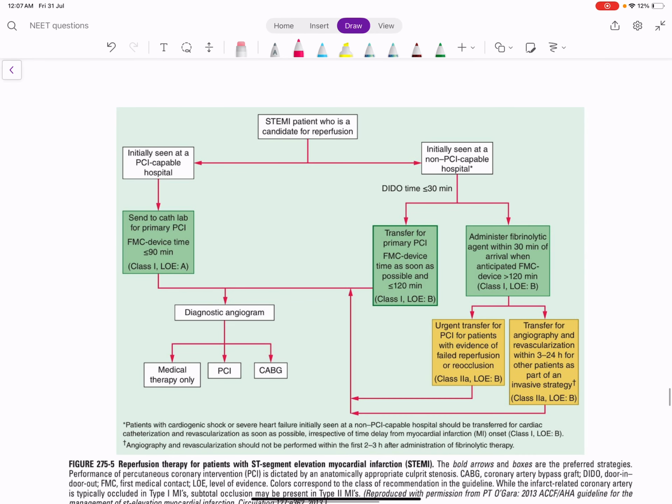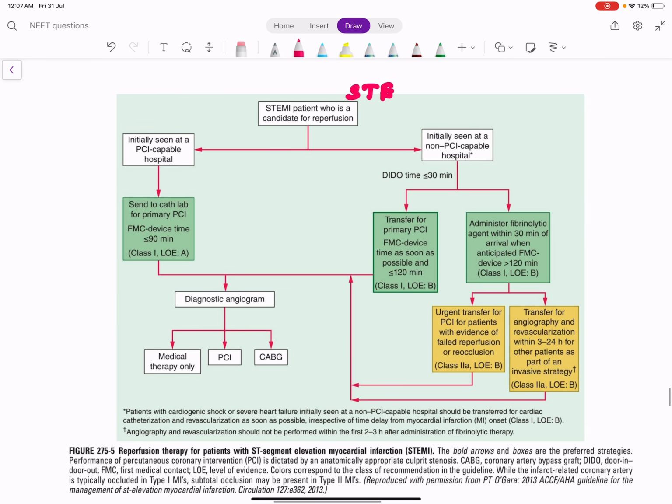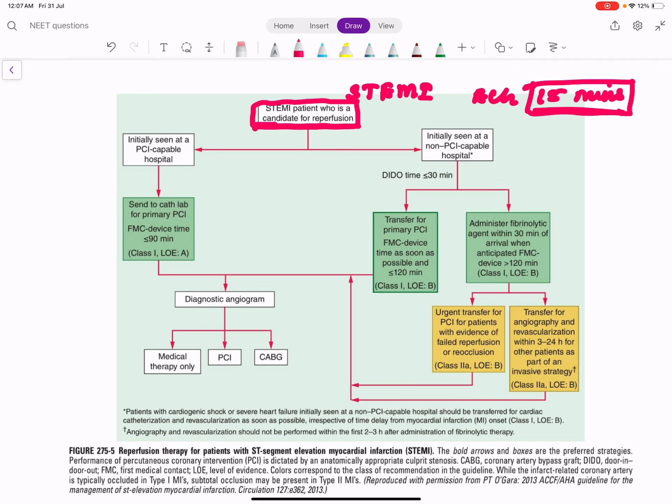So how will you treat STEMI? Now that we know the patient is coming with an acute coronary syndrome, he has STEMI, the time criteria is very important. We should take an ECG within 15 minutes of arrival. Whatever the emergency, we should take an ECG within 15 minutes and we should plan intervention within 15 minutes.